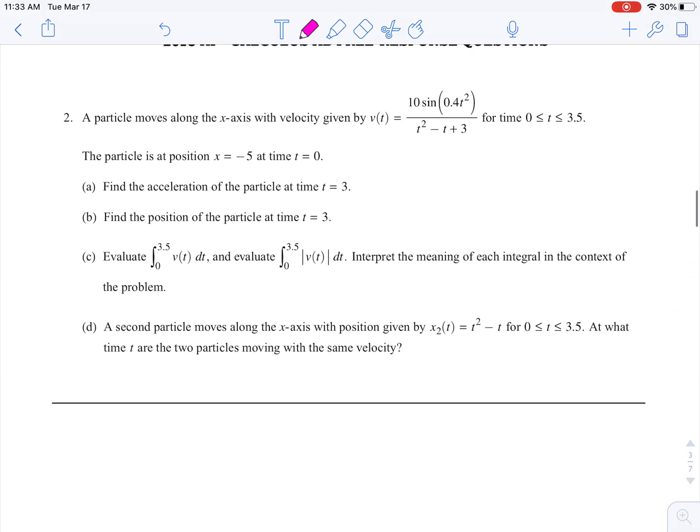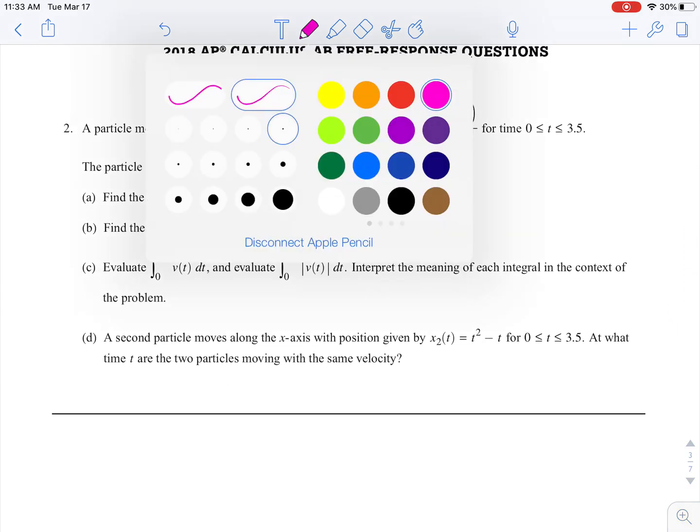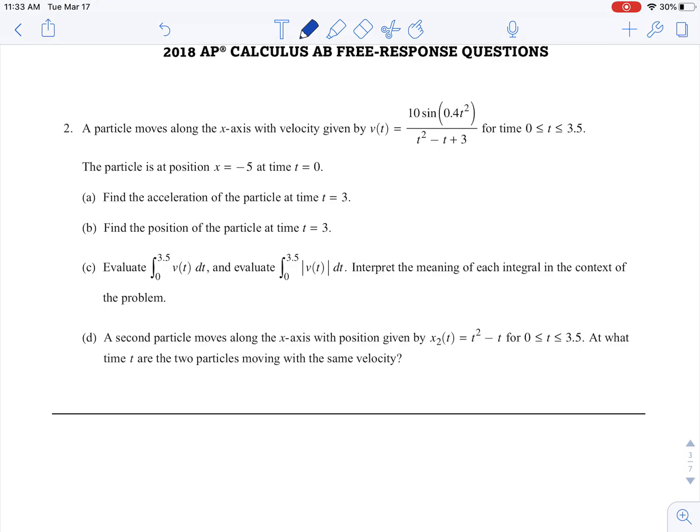Okay, moving on to the next one. This one I found to be a little bit quicker. Most of it's going to be done right on the calculator, which is nice, and not as much work is setting up. A particle moves along the x-axis. Velocity is given by this thing. So make sure you're in radian mode, and we're on the interval 0 to 3.5.